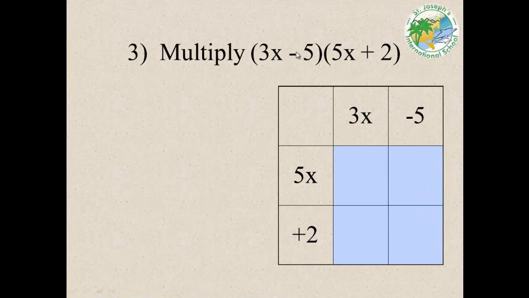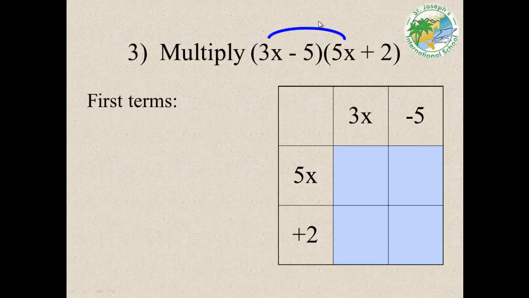Multiply 3x minus 5 times 5x plus 2. First terms, 3x times 5x equals 15x power 2. We can answer this example by distributive and box, the same answers.